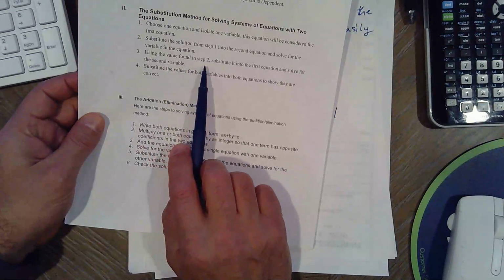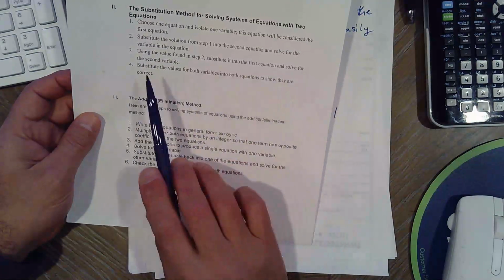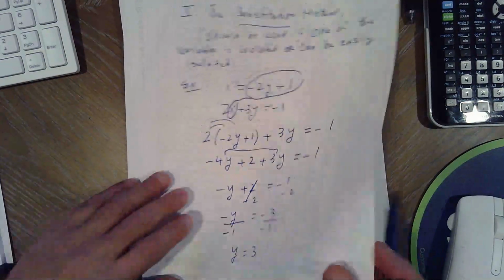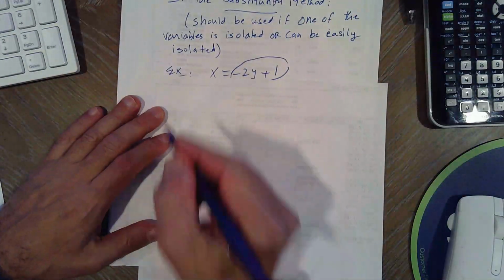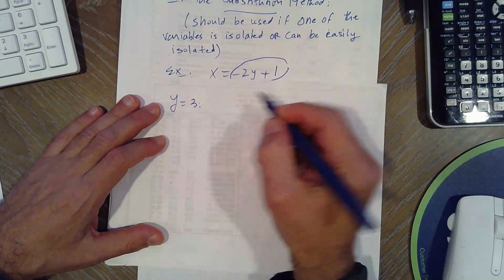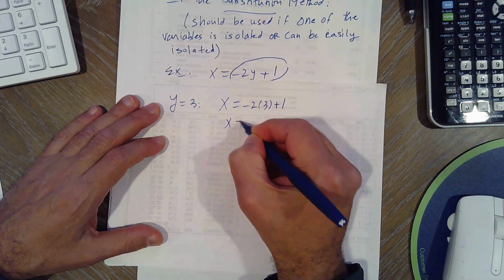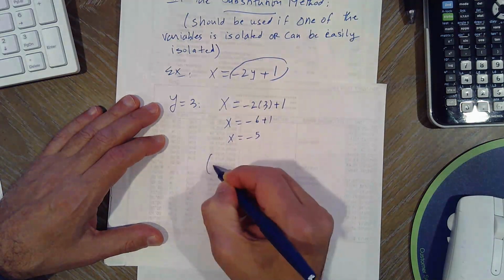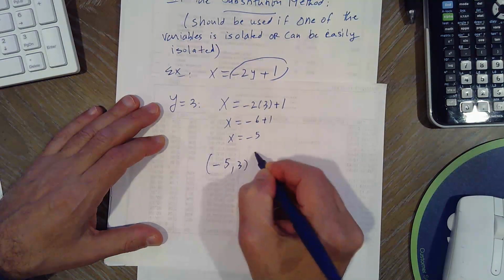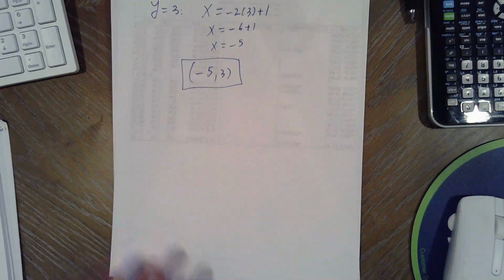Step 3: using the value found in step 2, which is y equals 3, substitute it into the first equation and solve for the second variable. So we're going to take y equals 3 and plug it into the first equation right there. Negative 2 times 3 plus 1. Negative 6 plus 1. Negative 5. And write your solution as an ordered pair. You can check your answer, but you don't have to.